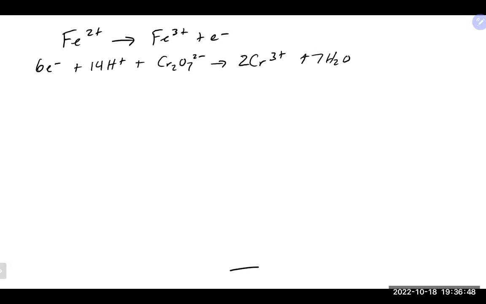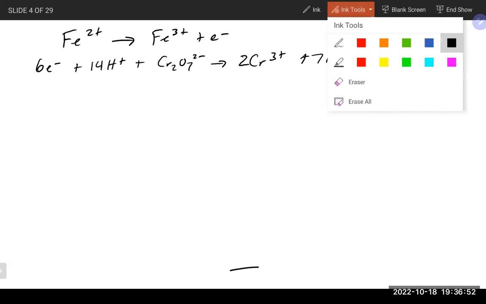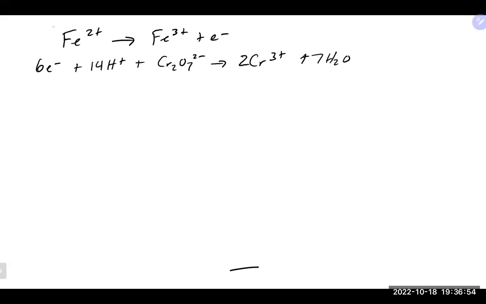So we're going to multiply the top equation by 6. And it's not just the electrons. We're going to multiply the entire top equation by 6, and I'll write it right underneath. That will give me 6 of the iron 2, gives me 6 of the iron 3, and now gives me 6 electrons.